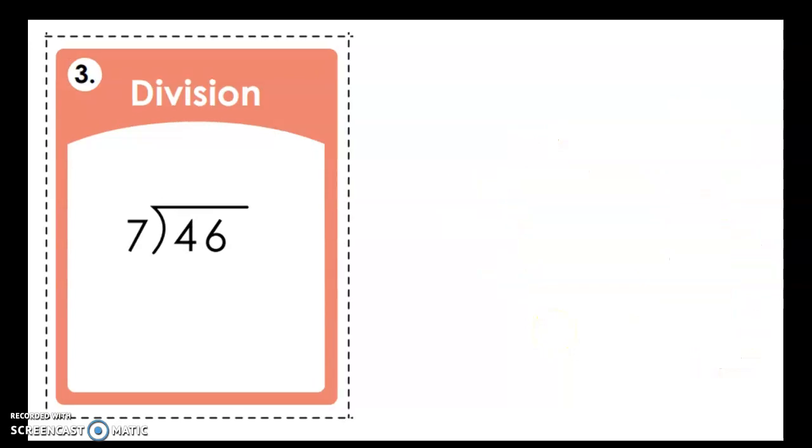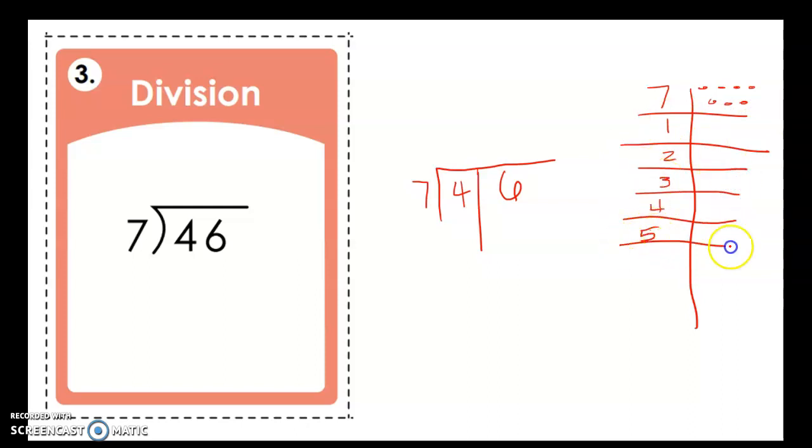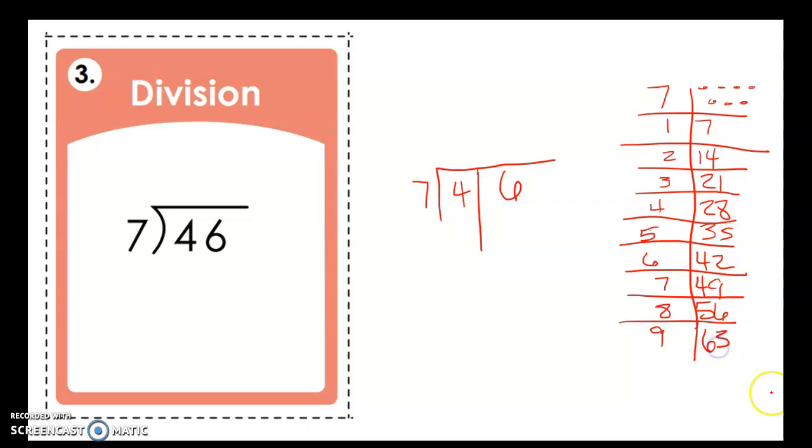Okay, this one's a little bit harder. I'm dividing by 7. Remember, I am going to split these numbers apart like this and draw my 7s T-chart. 7, 14, 21, 28, 35, 42, 49, 56, and 63.